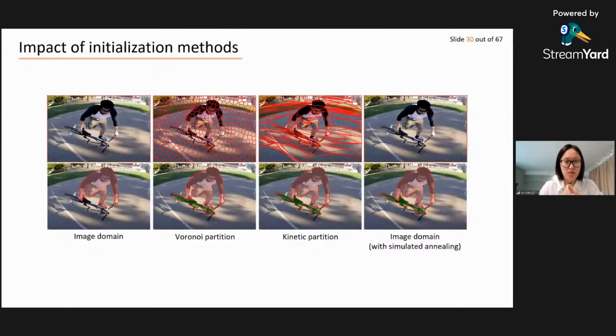This example shows the impact of different initialization methods on our results. Objects of interest here are person and bike. In the first column, we start the exploration mechanism from a partition composed of one rectangular facet. The result misses the bike object. This is because the greedy optimization sometimes gets stuck in a local minimum.